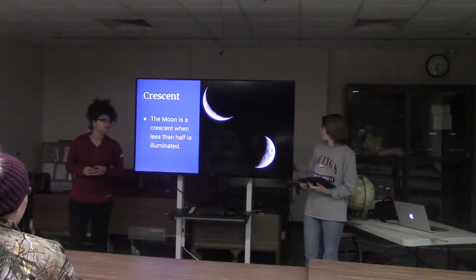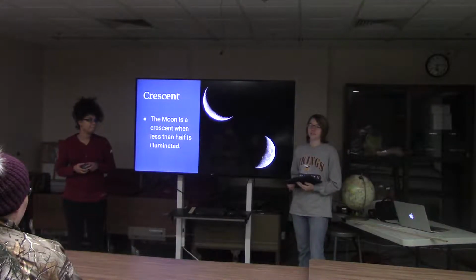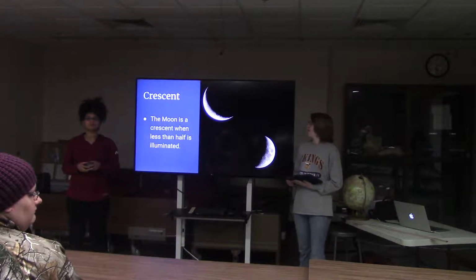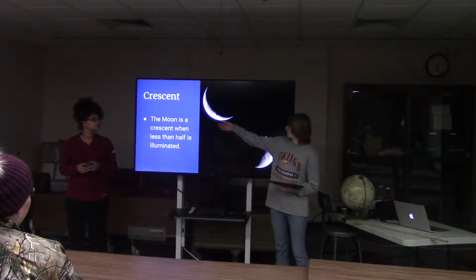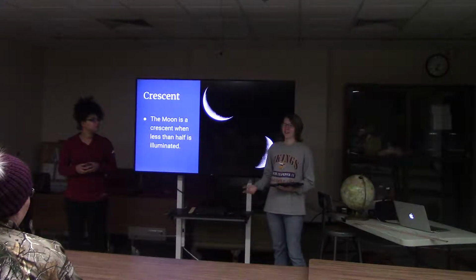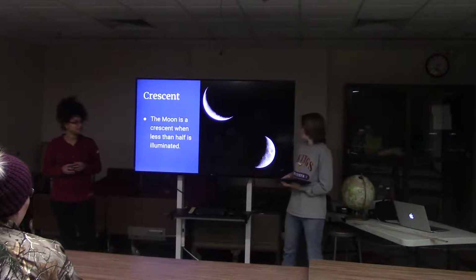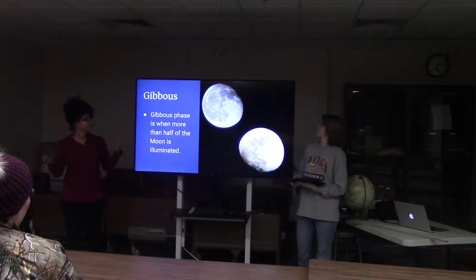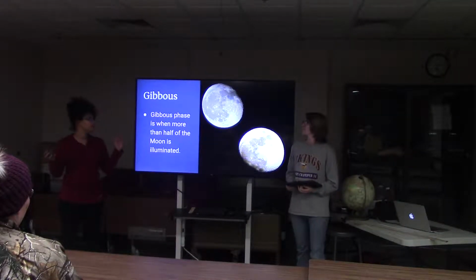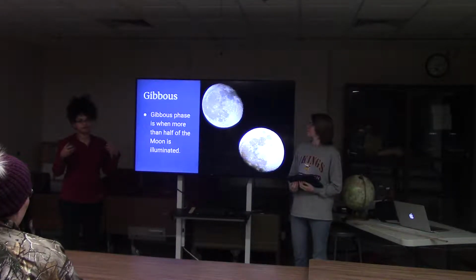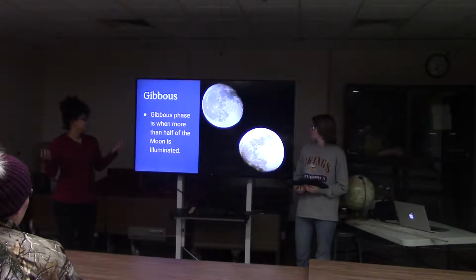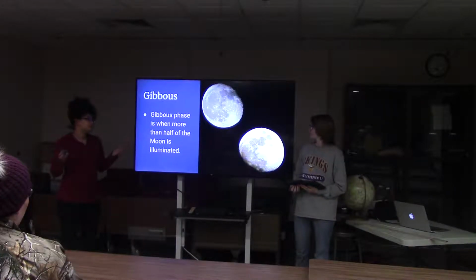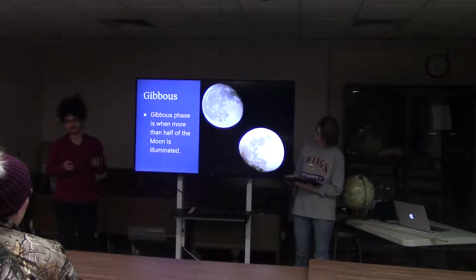This is a crescent moon. It's when the moon is less than half illuminated. This form of a crescent moon is sometimes called either a toenail or a fingernail, whichever grosses you out less. And then we have the gibbous shape. That's anytime the moon is more than 50% illuminated. And there's no fancy name for this one, just a gibbous.